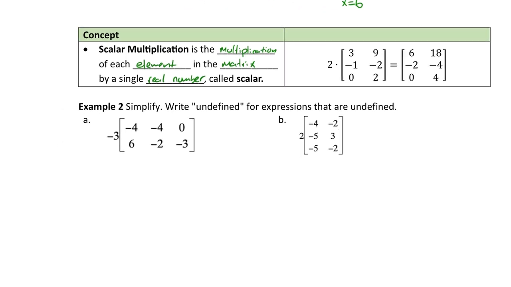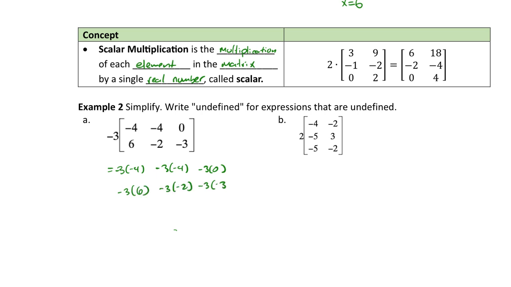So simplify. Start with this one here. Again, I'm going to start by multiplying the negative 3 times everything here. So that means that I got negative 3 times negative 4, negative 3 times negative 4, negative 3 times 0, then we have negative 3 times 6, negative 3 times 2, negative 3 times negative 3. And so in that case, I have 12, 12, 0, negative 18, negative 6, and 9. And that is my matrix.